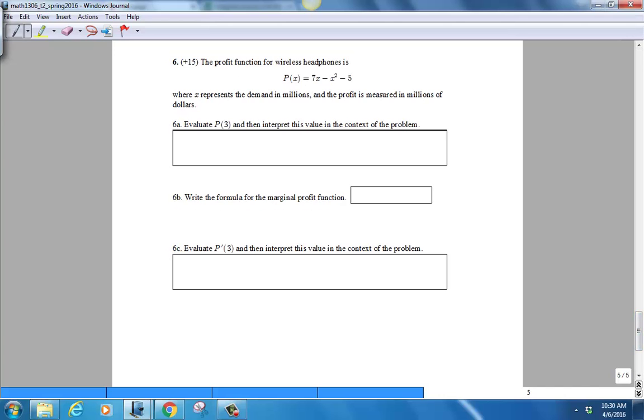Last page there. So here's problem number 6. All right. So here we're given a profit function. So finally we get to profit. You're just given it. You didn't have to find the profit function. This is for wireless headphones.